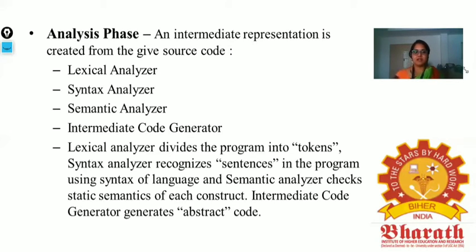Next, the syntax analyzer. The syntax analyzer recognizes the sentences in the program with the help of the syntax of a language. It just checks whether the sentences are in the correct format. Next is the semantic analyzer. The semantic analyzer checks the static semantics. Semantic analysis checks for grammatical correctness. And then the intermediate code generator generates the abstract code.